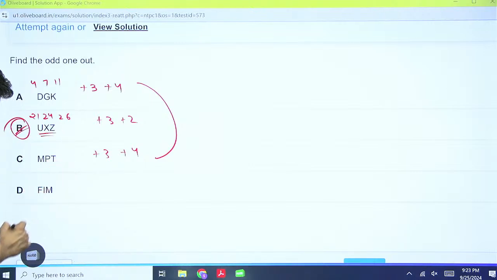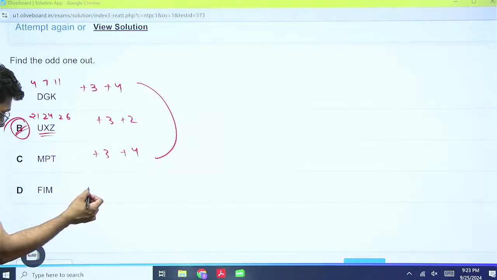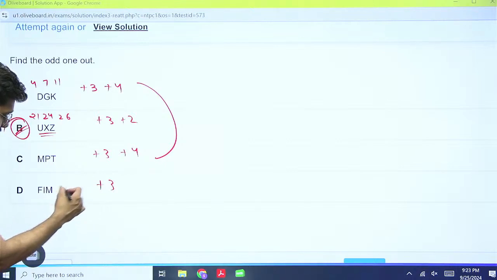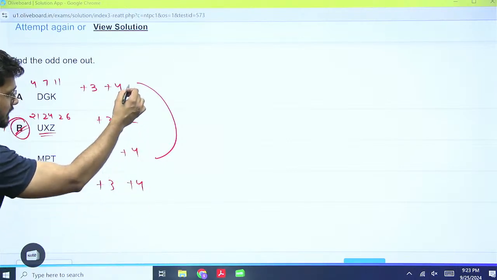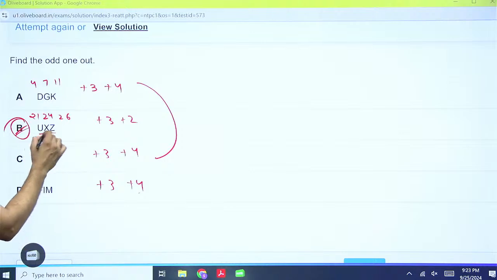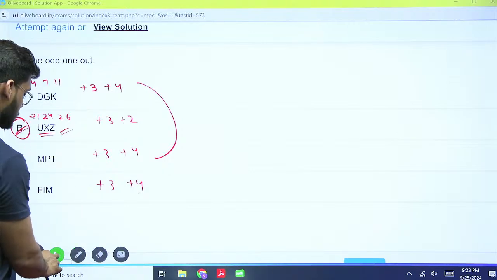Let's check option D as well. 6 plus 3 is 9, plus 4 is 13. So A, C and D follow the same pattern. The odd one out is option B, UXZ. Let's move on to the next question.